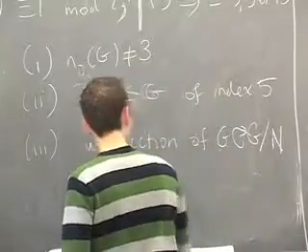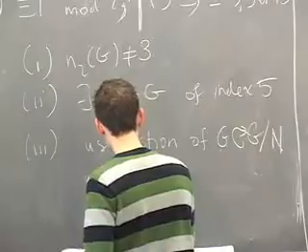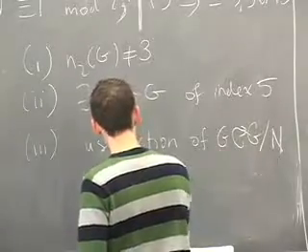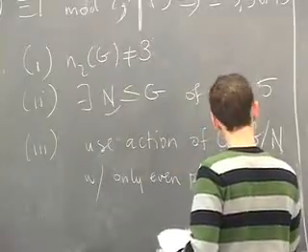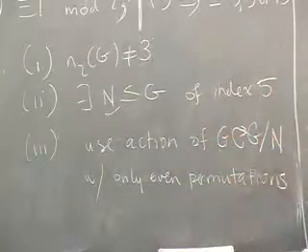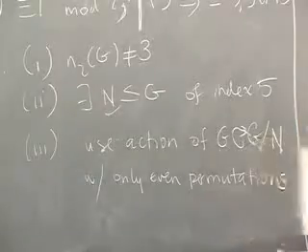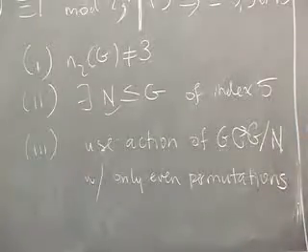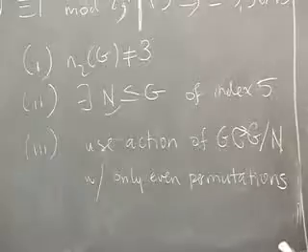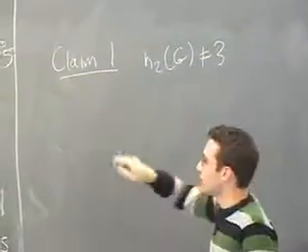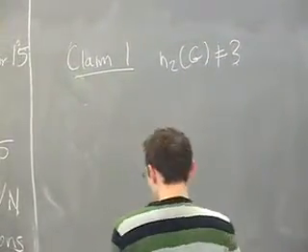And we'll show that this has only even permutations of the coset space. So let's start with the first part of this. The first thing I claim is, as I said over here, that n2 of G is not equal to 3.